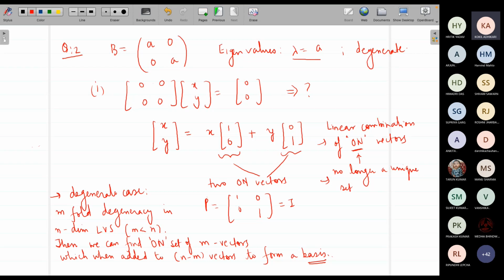So this is a very good aspect of the self-adjoint operator. One, eigenvalues are always real. Two, eigenvectors will always form the basis. These are the two very important things which we have got.